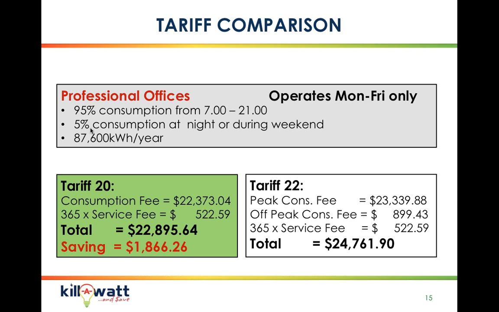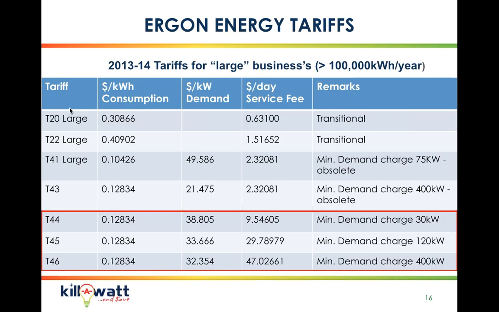But using that same level of consumption in an office environment, very, very similar, you'll see there that on Tariff 22 it's more expensive because they're not using the power at night, so they don't get the advantage of the cheaper power. So in this case, Tariff 20 would be better for them, and they would save $1,800 based on that. So it's not a straightforward calculation, and really each business needs to be taken on a case-by-case basis.